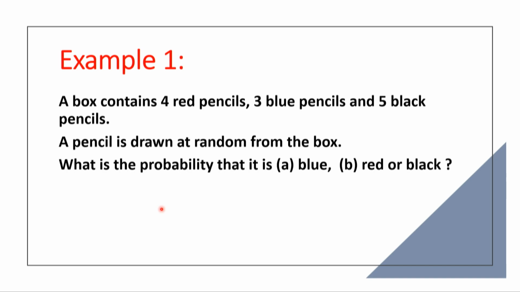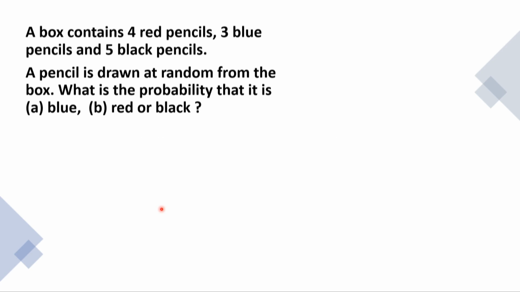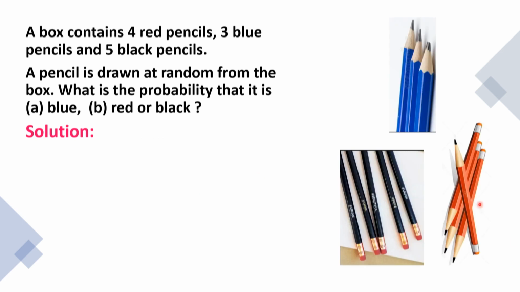Let us look at this example. A box contains 4 red pencils, 3 blue pencils, and 5 black pencils. A pencil is drawn at random from the box. What is the probability that it is part A, blue, part B, red or black? So you have a question here. We have 4 red pencils, 3 blue pencils, and 5 black pencils.